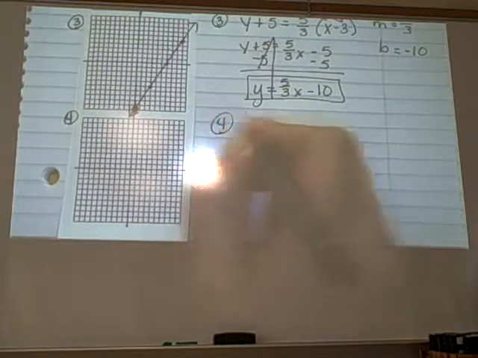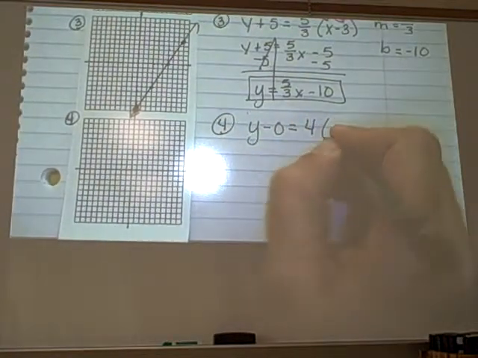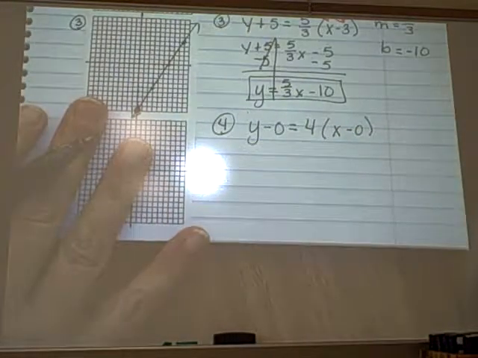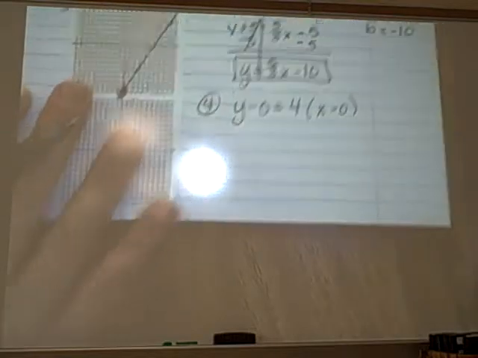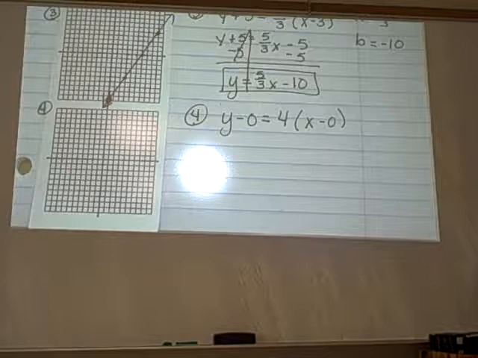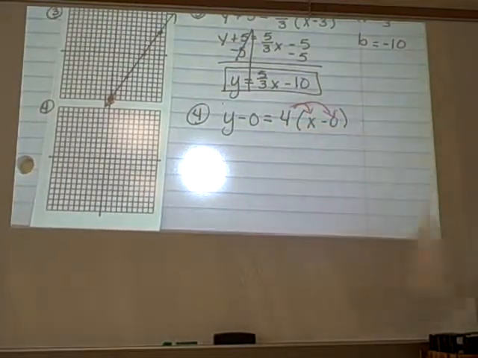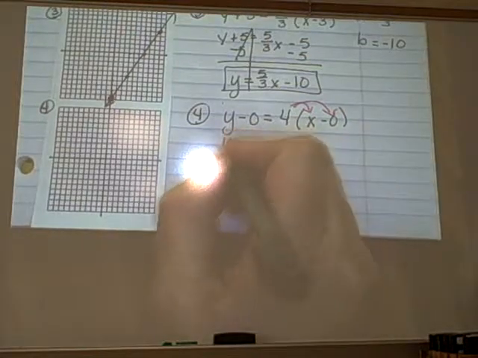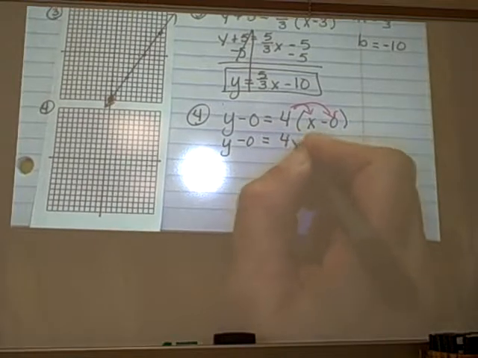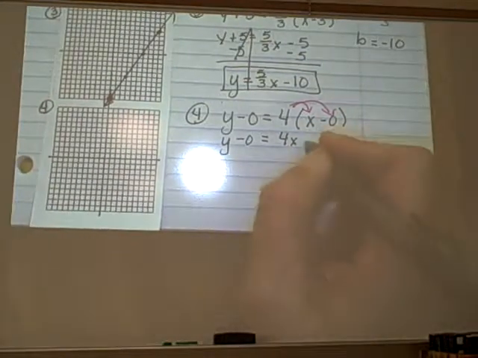Okay, last but not least, y minus 0 equals 4 times x minus 0. This is going to be an easy one. Why is it going to be easy? Because zeros make everything easy. Okay, so we distribute first. So we're not messing with this side, so y minus 0 stays. 4 times x is 4x. What's 4 times 0? 0. I'm not going to write, I mean, I guess I could put minus 0.